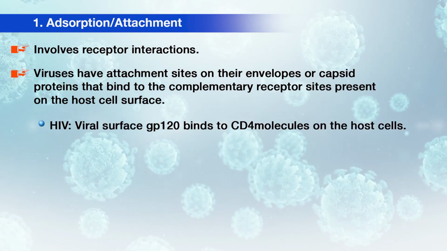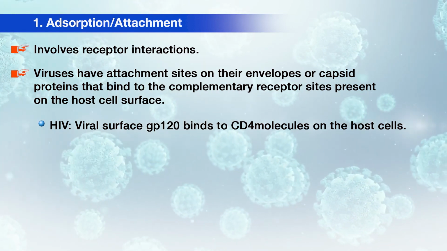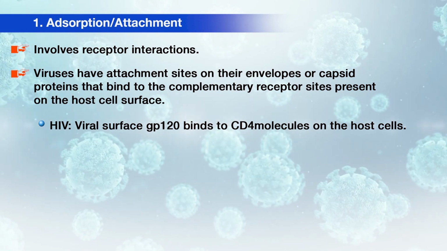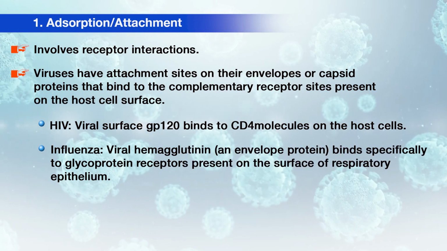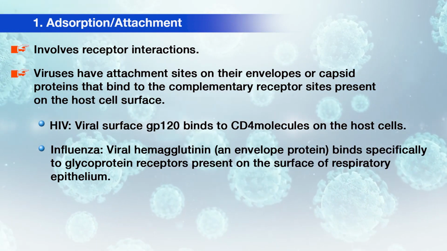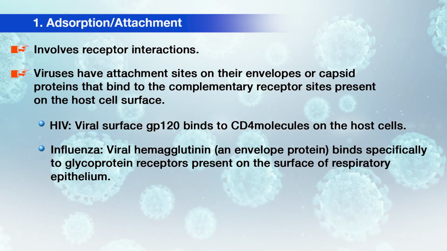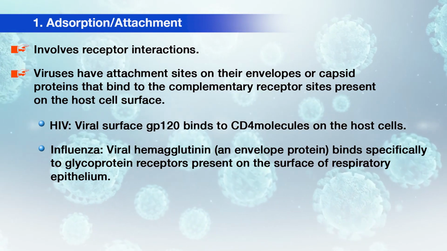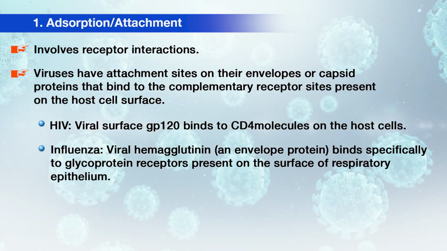For example, the HIV virus has on its surface glycoprotein GP120, which binds to CD4 molecules on the host cells. Another example is influenza, where the viral hemagglutinin peplomers present on the virus bind to the glycoprotein receptors present on the surface of the respiratory epithelium.